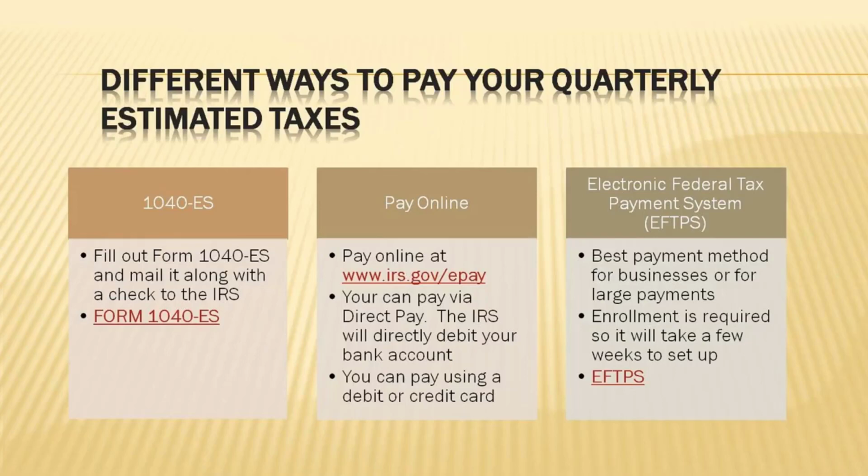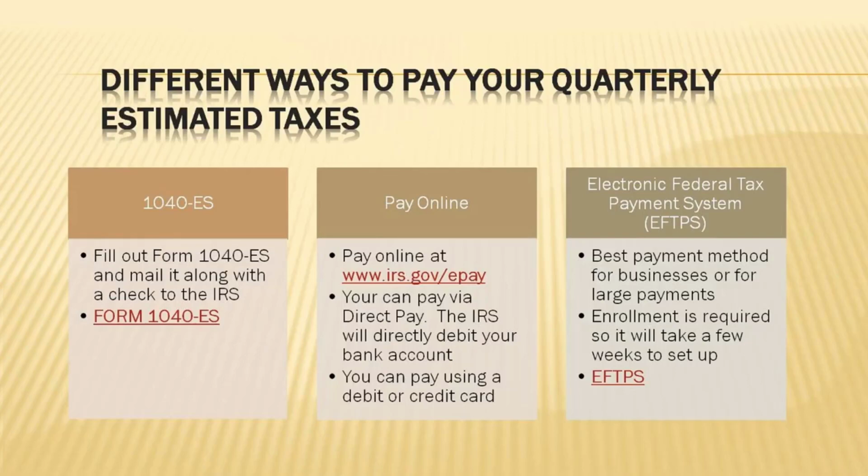Now, some people don't want the IRS's hands in their account. Not that the IRS is going to take more than they should, but they just don't feel comfortable with that. So if you don't feel comfortable with the IRS directly debiting your account, then you can just go ahead and use a debit or a credit card to make your quarterly estimated tax payments. It's as simple as that.